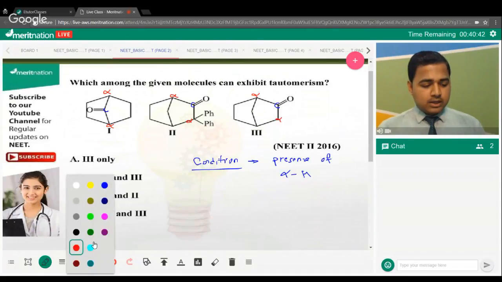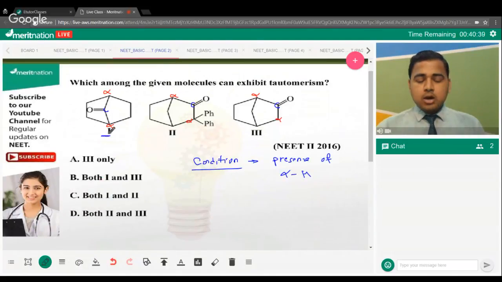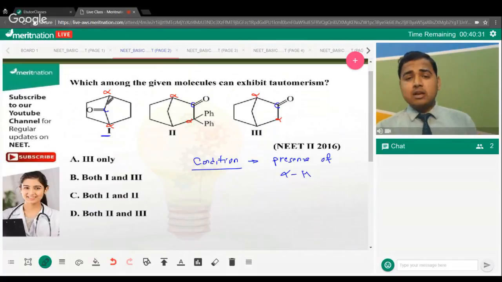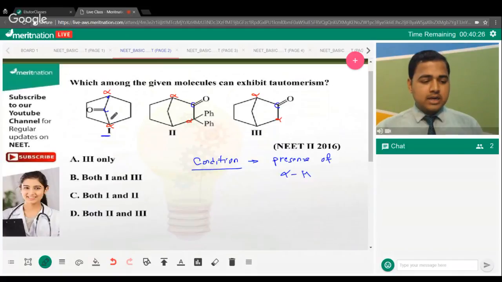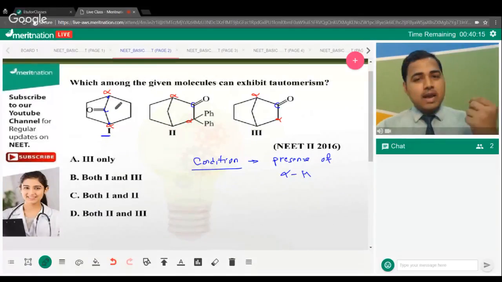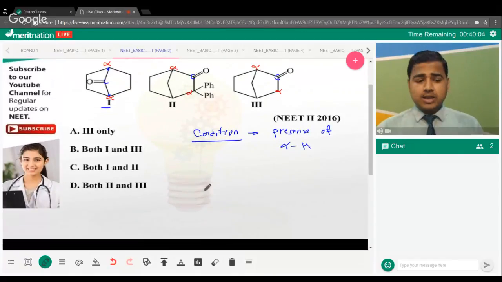Just have a look at the first compound. Both of these two alpha carbons have alpha hydrogen. But if you look closely, these are the bridgehead carbons, and bridgehead carbons can never participate in tautomerism. What is the reason? If these bridgehead carbon atoms leave the hydrogen, they will acquire a double bond, but that double bond needs 120 degrees. That carbon would be converted into an sp2 hybridized carbon atom with a 120-degree bond angle, so there would be very high angle strain. So bridgehead carbons never participate in tautomerism.